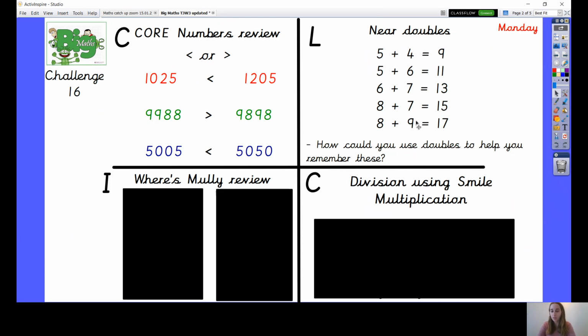So all of these are very close to our doubles facts, our 8 add 8 or our 7 add 7 or 6 add 6 or 5 add 5, okay? So you can use your doubles facts to help you remember these ones, okay?